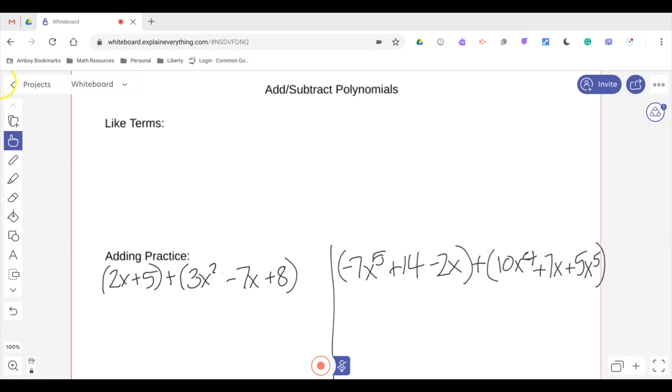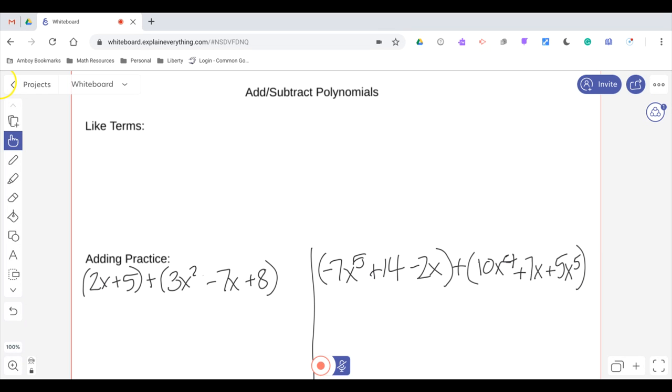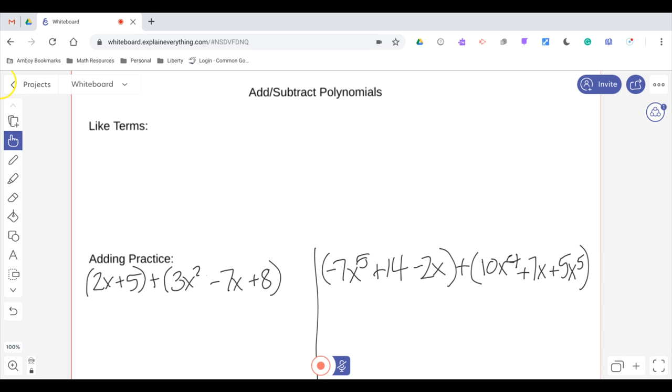Welcome back, Math 2. Today we are going to start working with our polynomials, and today we're going to learn how to add and subtract two separate polynomials, okay? So let's talk about first what we can actually add and subtract. We are going to refer to this phrase, like terms.